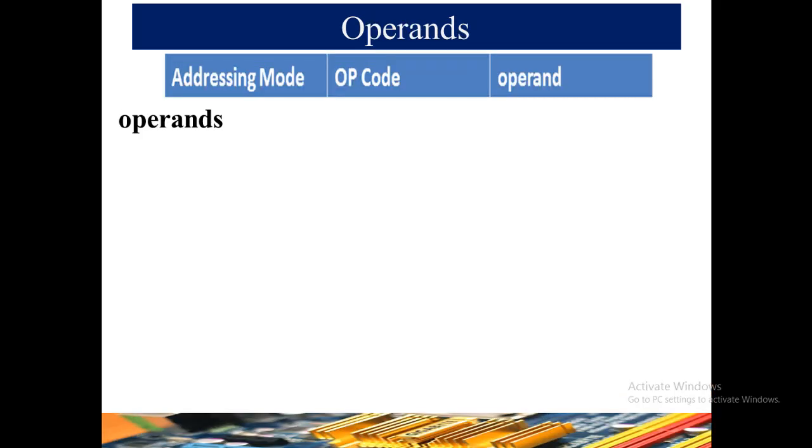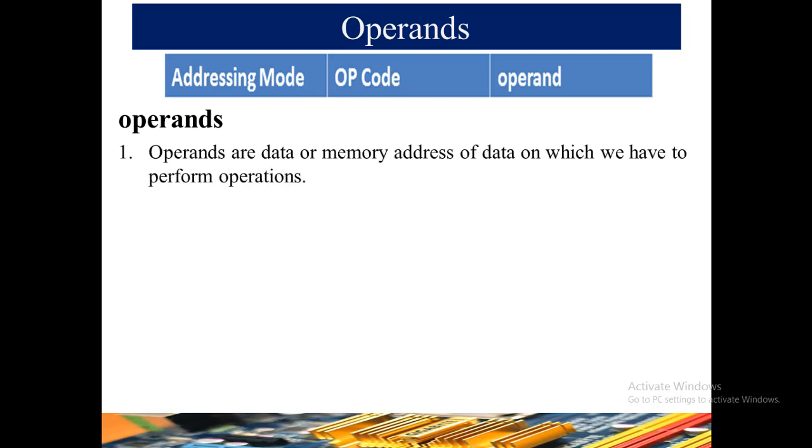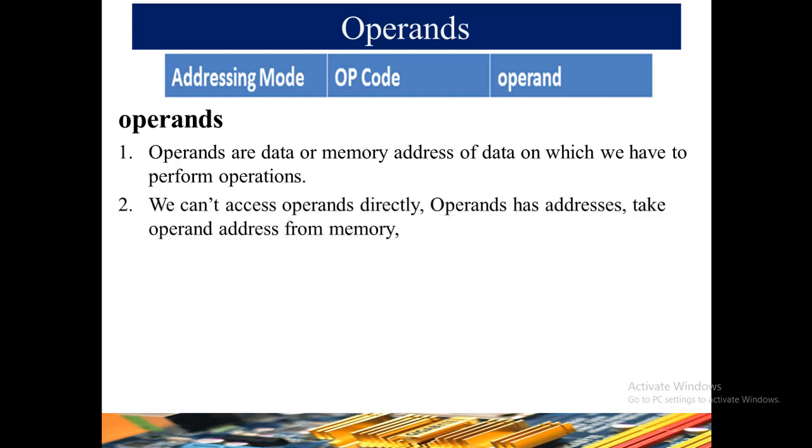The next field is the operands. So what are the operands? Operands are the data or memory address of data on which we have to perform operations. Keep in mind that operands are not only data, they can be memory addresses too. We can't access operands directly. Operands have addresses. To perform operations on operands, we take operand addresses from memory. In short, operands can be data or a memory location or a combination of both.